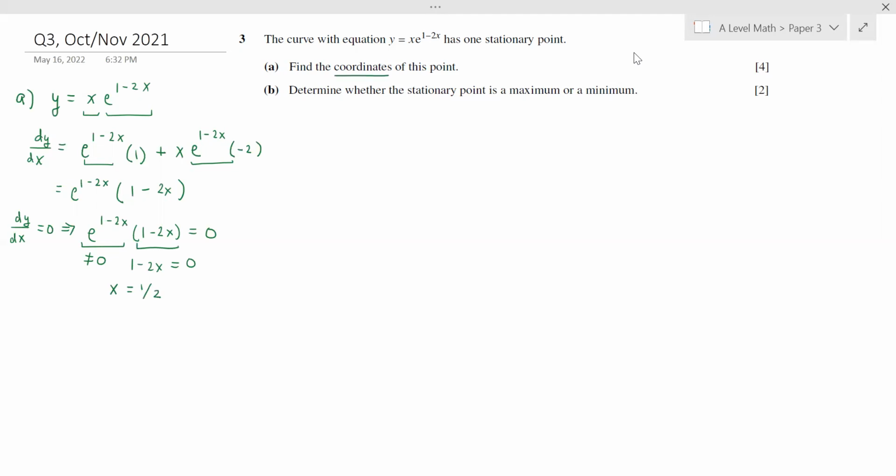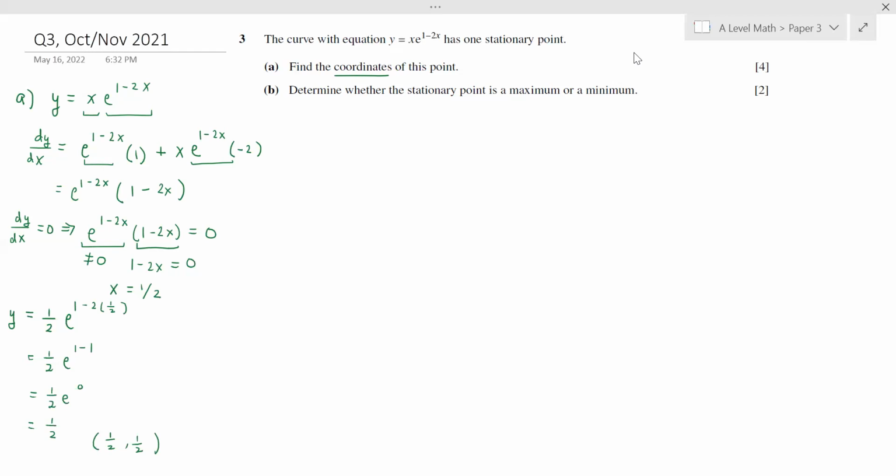We are to find the coordinates of the stationary point. We have the x coordinate. To find the y coordinate, we sub x equals 1 over 2 into y. And we have 1 over 2 e to the 1 minus 2 times 1 over 2. That is 1 over 2 e to the 1 minus 1, which is 1 over 2 e to the 0. e to the 0 is 1. Then the stationary point has coordinates 1 over 2 and 1 over 2.